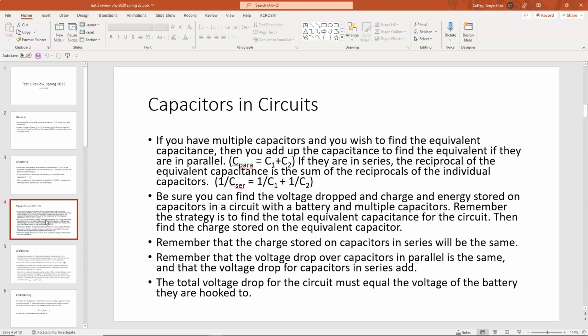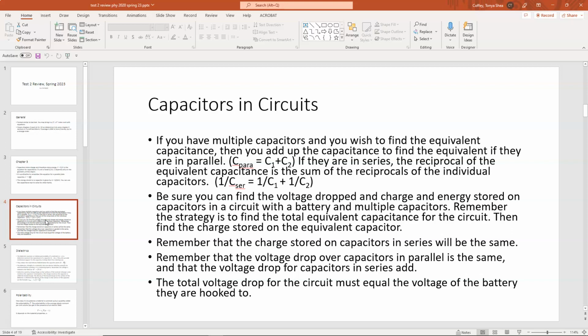When you use capacitors in circuits, we often speak of the equivalent capacitance if you have multiple capacitors hooked up in either series or parallel. If you have a bunch of capacitors in parallel to one another, then to find the equivalent capacitance, you just add them up. And if they're in series, then to find the equivalent capacitance, you take 1 over C1 plus 1 over C2, and that gives you 1 over the equivalent capacitance for the capacitors in series.